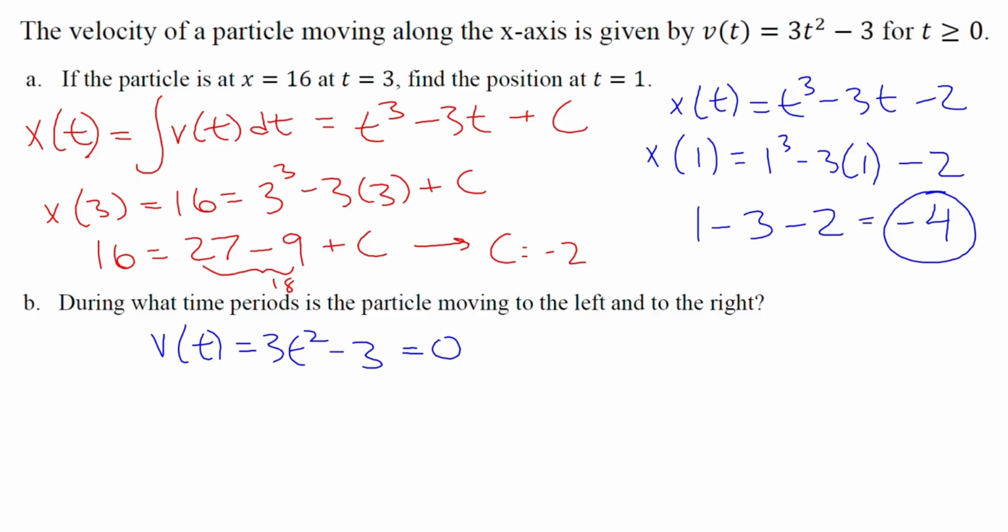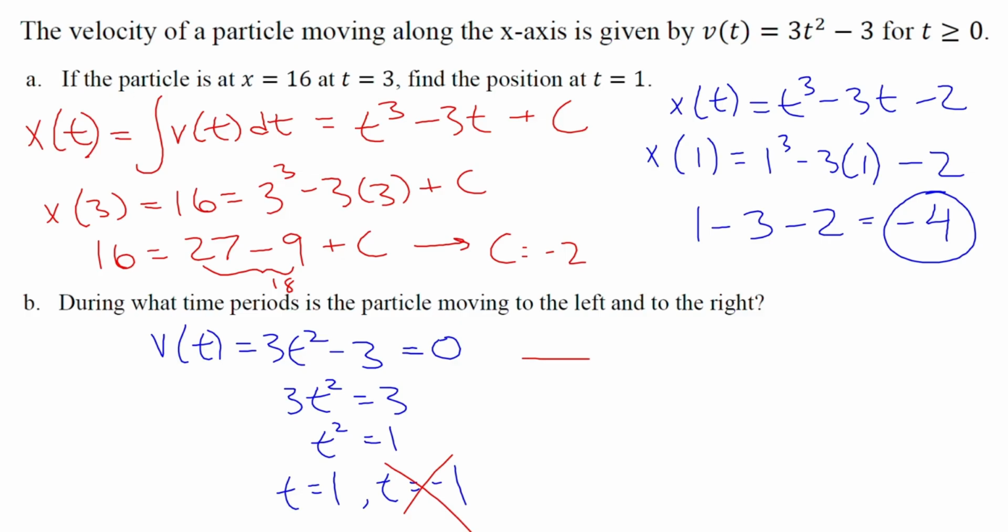It can only change from positive to negative when it's equal to 0, and because this function is a continuous function and never has places where it's undefined, we would just end up solving this. You can either factor it or you can just add the 3 over, divide, and square root. But regardless of which way you do it, you'll end up with the same answer. 3t squared equals 3. Divide by 3, t squared is 1. Square root, and you get t is positive 1 or t is negative 1. We'll note that t equals negative 1 isn't in our domain, so we're just going to completely ignore that. And we just have a place where it could change signs at t equals 1.